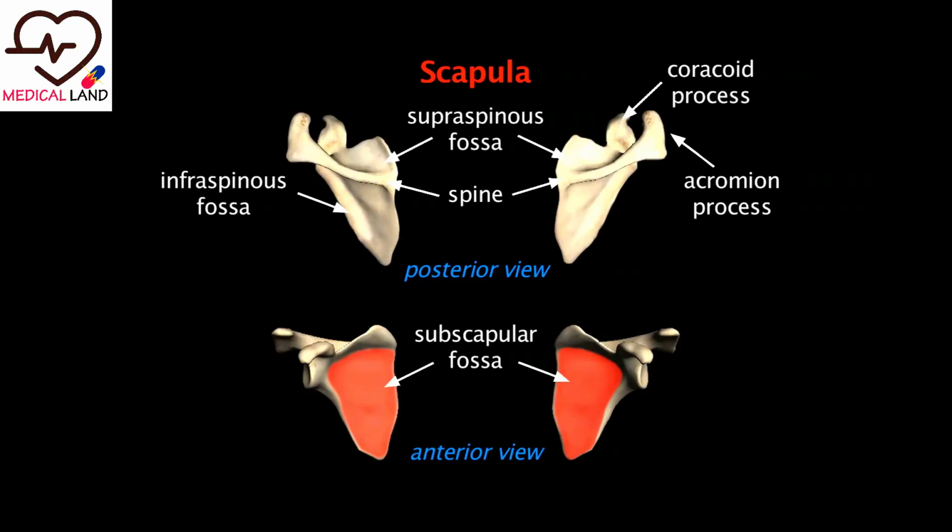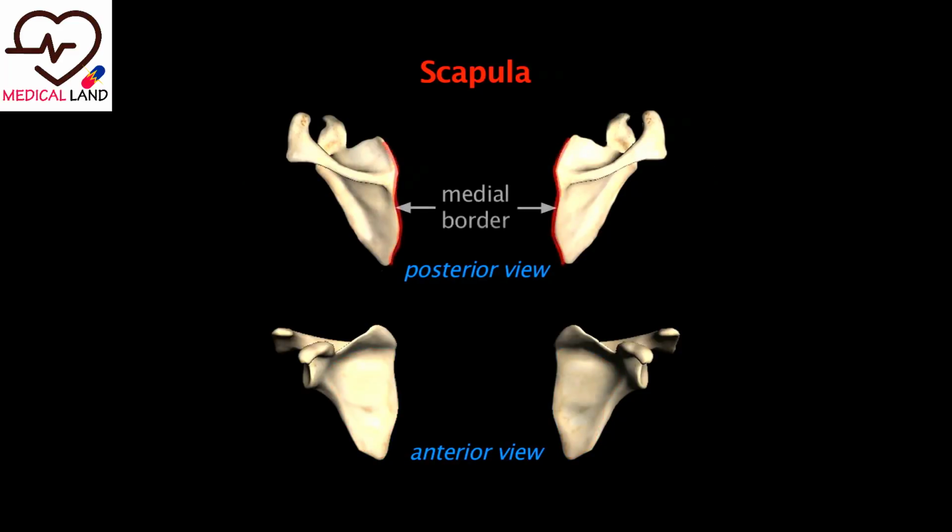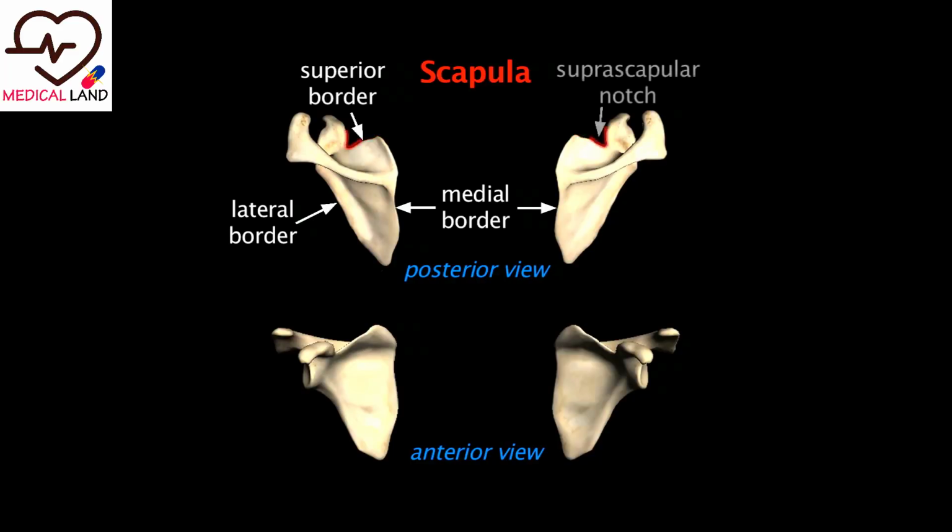The borders of the scapula are named for clarity to help with orientation. The edge closest to the vertebral column is the medial border. This diagonal edge is the lateral border, and the top is the superior border. Along the superior border, near the coracoid process, is the suprascapular notch through which the suprascapular nerve travels.